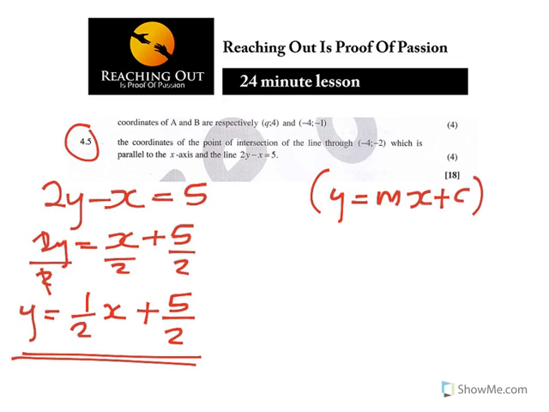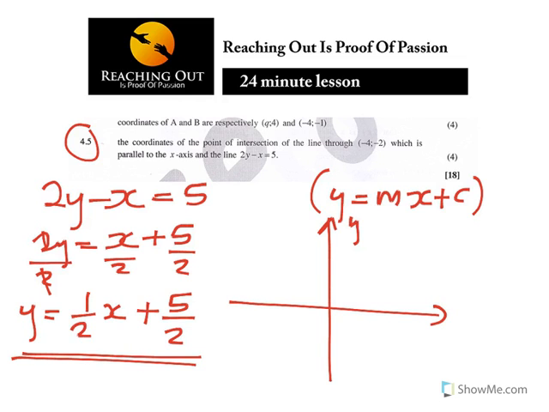Okay, now we have got that. Now let's try to understand this question. It says determine the coordinates of the point of intersection of the line through -4, -2, which is parallel to the x-axis. So let me try to bring a scenario of what they are saying here.